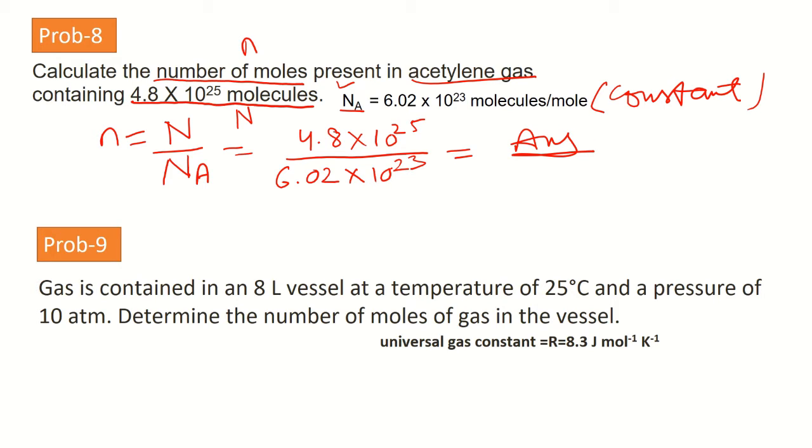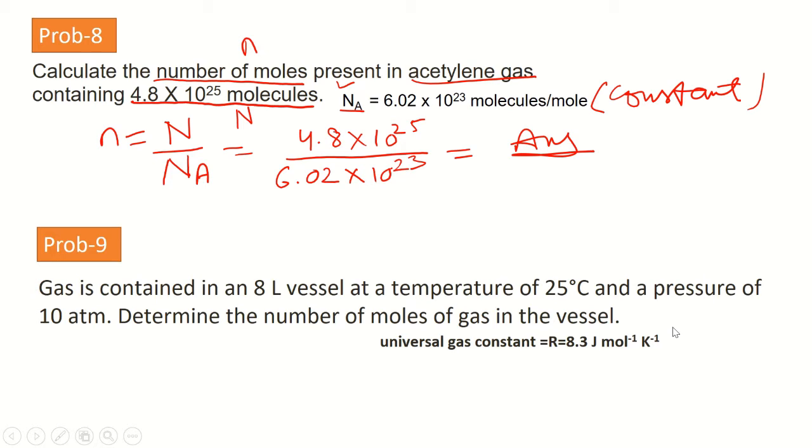Now the problem number 9, a gas contained in an 8-liter vessel at the temperature of 25 degrees centigrade and pressure of 10 atmosphere. Determine the number of moles of a gas in the vessel, and universal gas constant is given, the value of the R is 8.3 joule per mole per Kelvin.